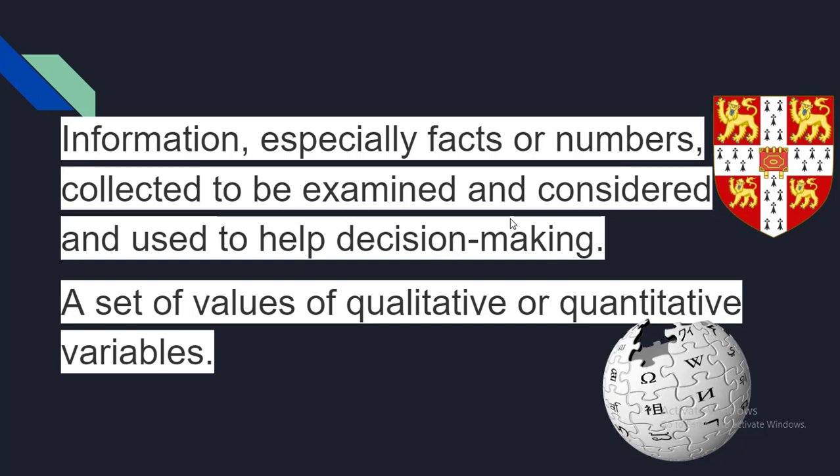Second, we will look at the definition provided by Wikipedia, which is a set of values of qualitative or quantitative variables. These two are slightly different definitions and they get at different components of what data is. Both agree that data is values or numbers or facts. But the Cambridge definition focuses on the actions that surround data. Data is collected, examined, and most importantly used to inform decisions.